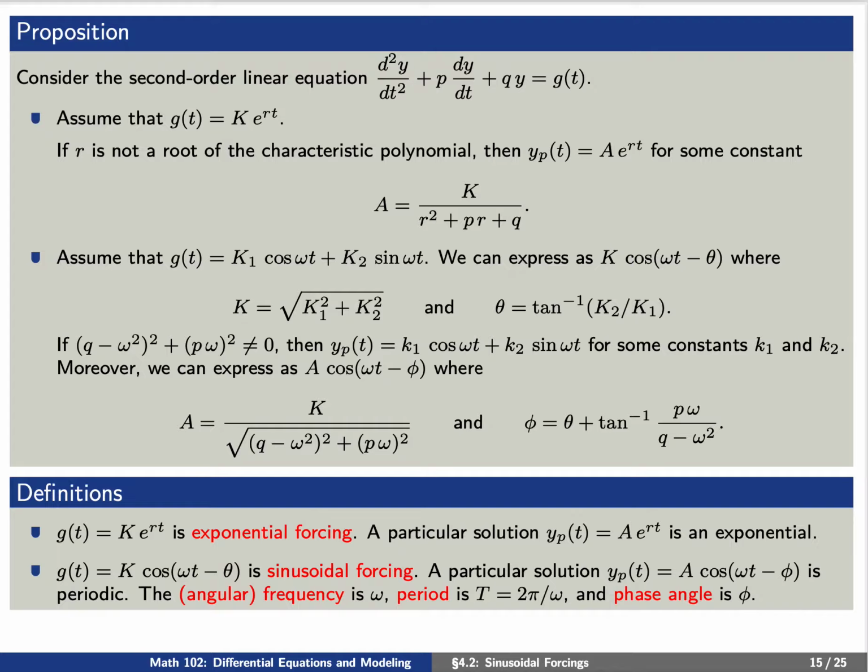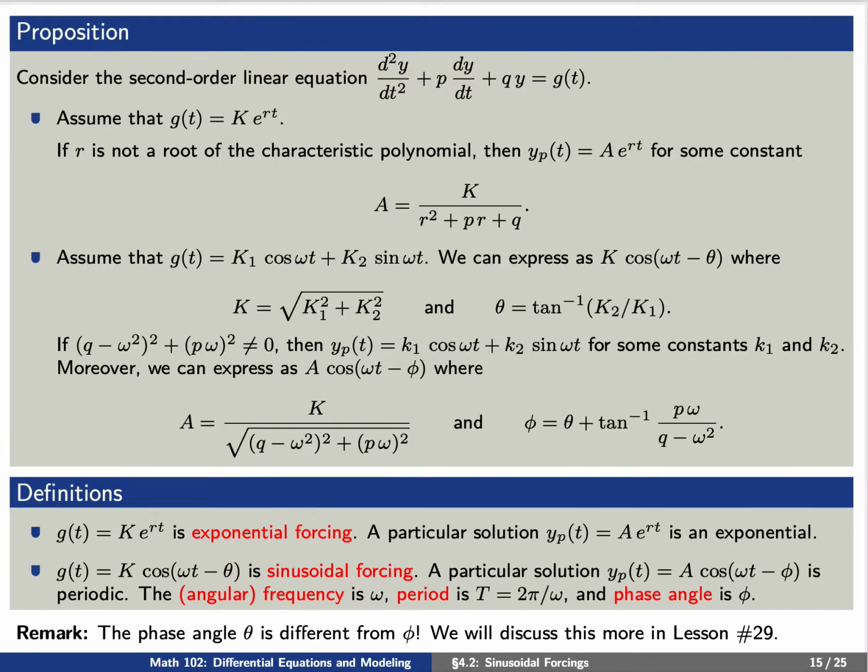Moreover, we define the angular frequency as omega, the period, capital T, as 2 pi divided by omega, and the phase angle as phi. You'll notice a curious byproduct of this proposition. The phase angle theta is different in general from the phase angle phi. We're going to discuss this in a bit more detail coming up in lesson 29. First, I'd like to explain why this proposition is true.